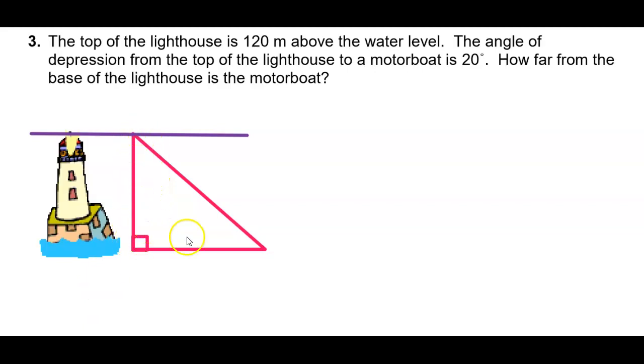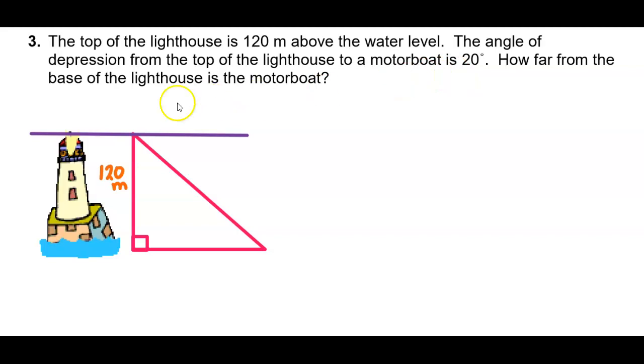So there's my triangle I drew showing the distance to the top of the lighthouse. And they're saying that the height of the lighthouse is 120 meters above the water level. So I'm just going to label the height of this lighthouse. It says the angle of depression from the top of the lighthouse to a motorboat is 20 degrees.